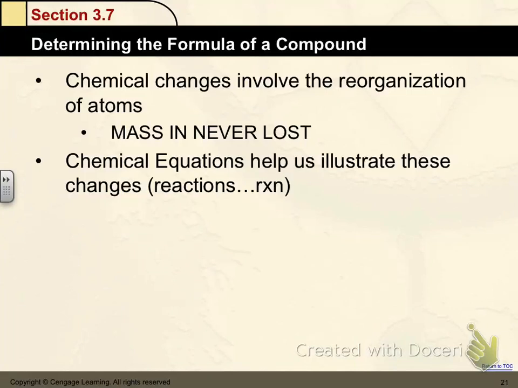So, chemical equations are what we use to illustrate these changes. We've done these before. We did them in general chemistry class. And these chemical changes are often called chemical reactions. And it's these equations that we use to illustrate them. Now, when I talk about reactions, oftentimes I'm going to abbreviate that with the three letters RXN, just for brevity.